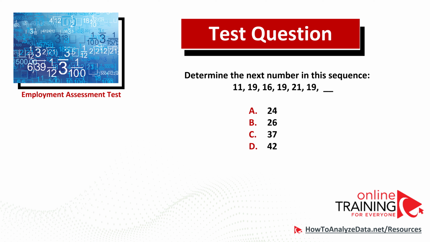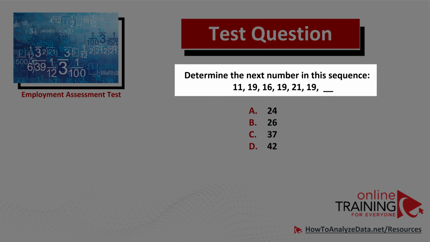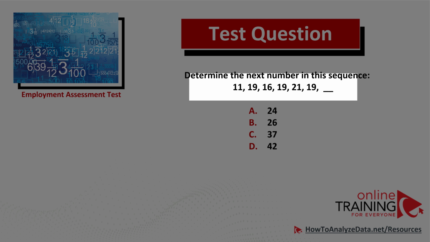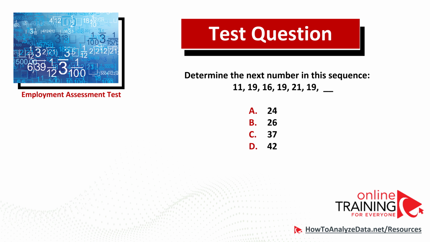And now here's the question for you to try. If you know the answer, please make sure to post it in the comment section of this video. Determine the next number in this sequence: 11, 19, 16, 19, 21, 19. So what is the next number? Choice A, 24. Choice B, 26. Choice C, 37. Choice D, 42. If you know the answer, please make sure to post it in the comments, and I'll give you my feedback. Thank you for participating.